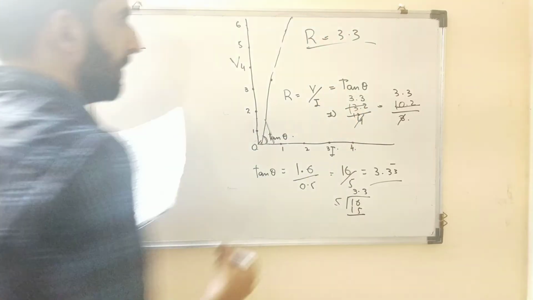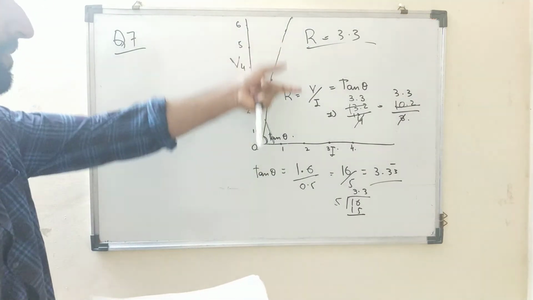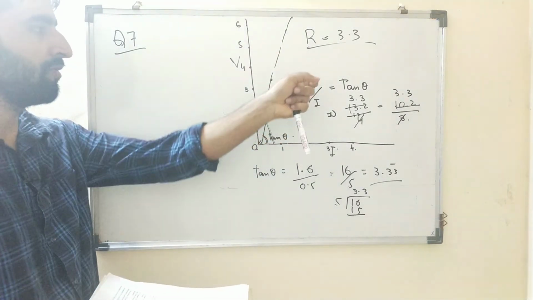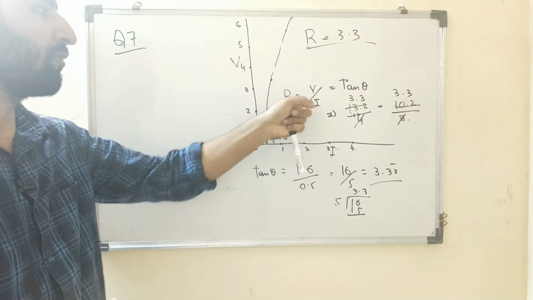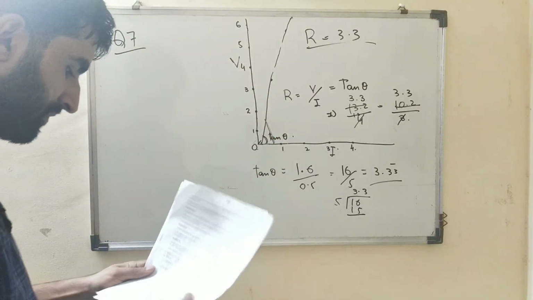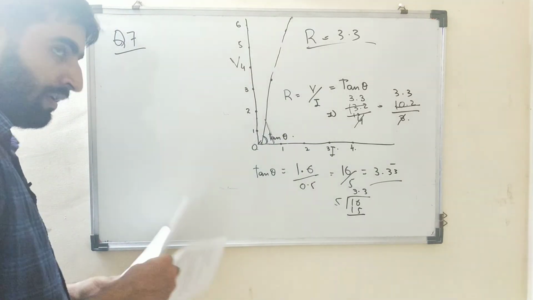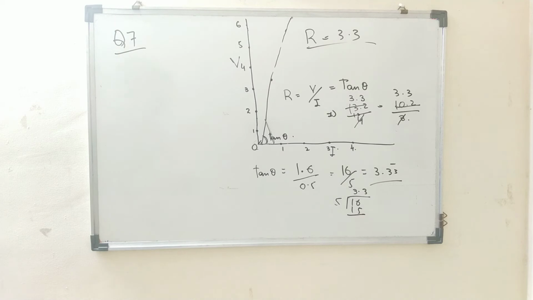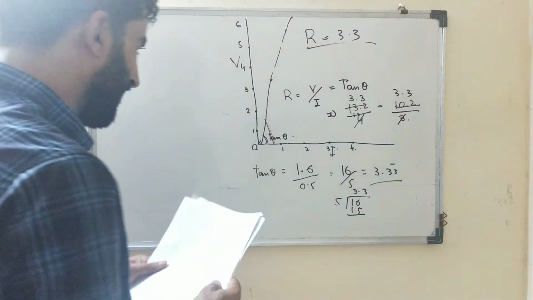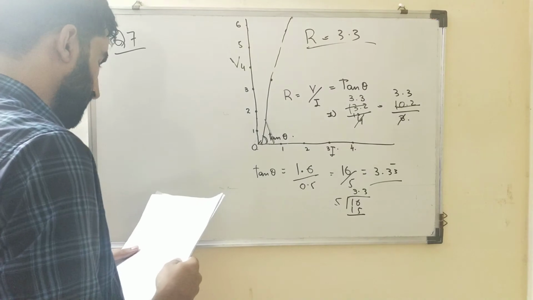So you can use the graph paper and calculate the resistance, or you can simply use this method: R is equal to V by I. Choose any V, and corresponding to that, what will be the current. So you have to divide these two and you will get the R. But it's better if you use a graph paper. Plot a graph between V and I and calculate the resistance of that resistor. So R will be equal to 3.3.